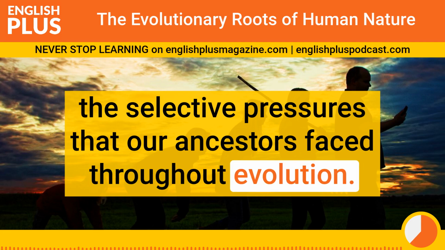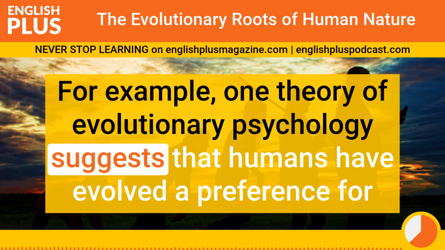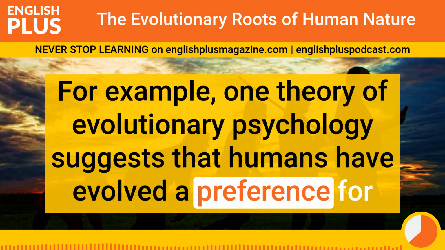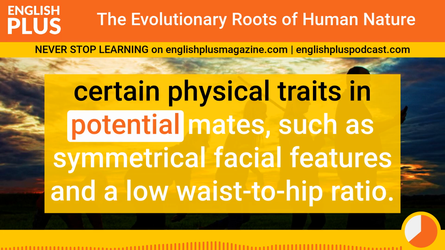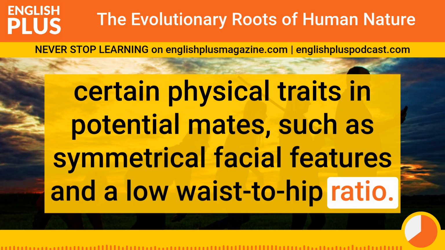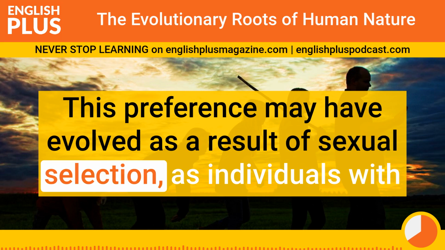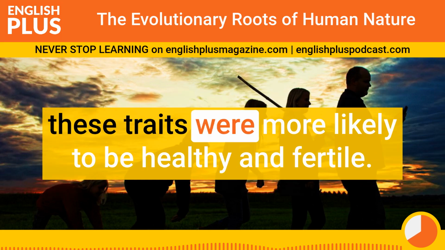For example, one theory of evolutionary psychology suggests that humans have evolved a preference for certain physical traits in potential mates, such as symmetrical facial features and a low waist-to-hip ratio. This preference may have evolved as a result of sexual selection, as individuals with these traits were more likely to be healthy and fertile.